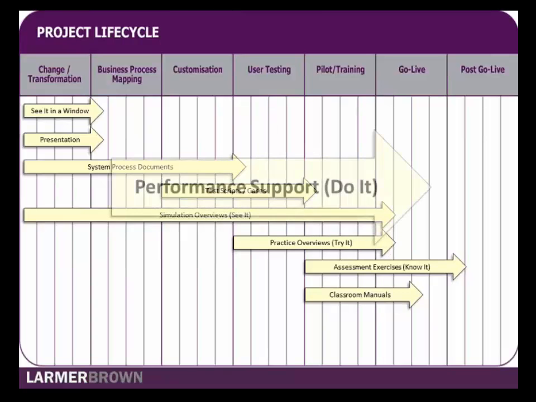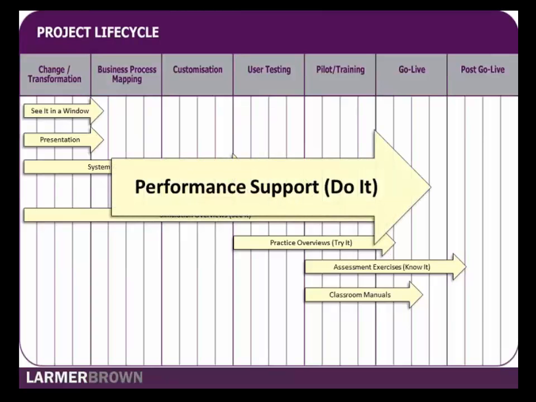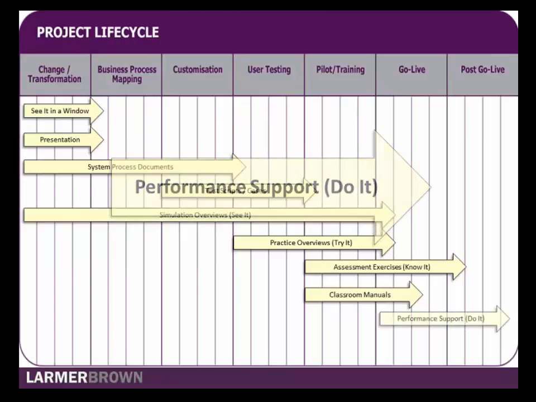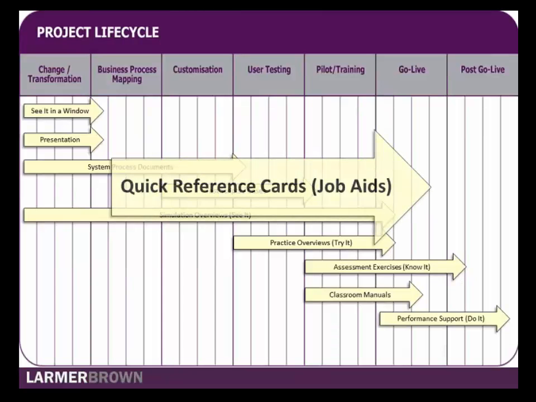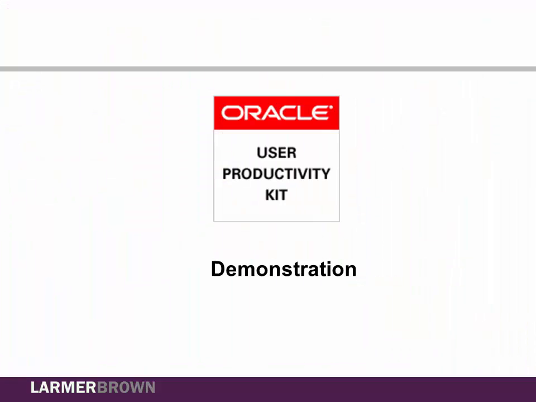We've got classroom manuals, all of this again by job role. Performance support or point of use support, help, electronic performance support, they're all the same thing. That's the bit you get with the target application. And of course you get quick reference cards referred to in UPK.